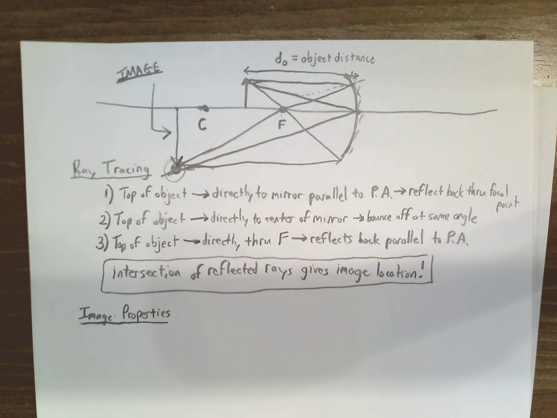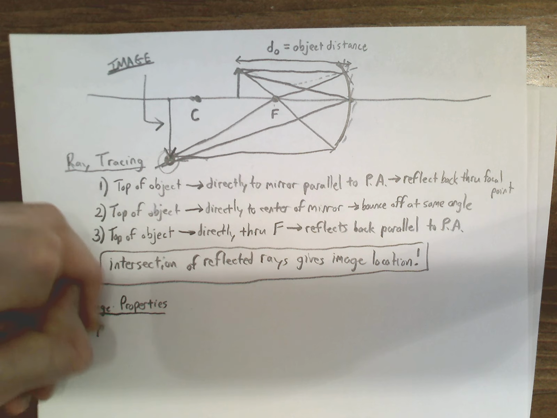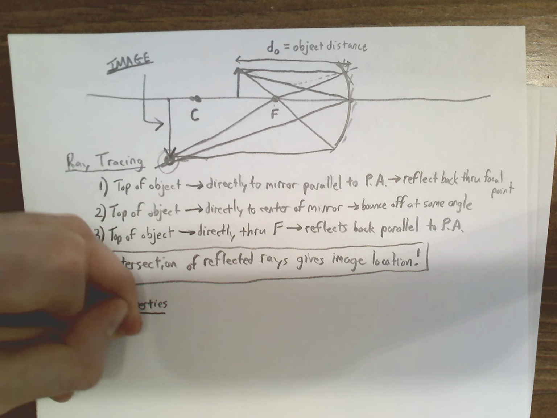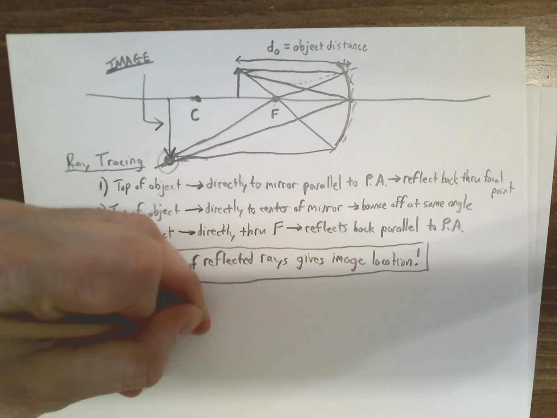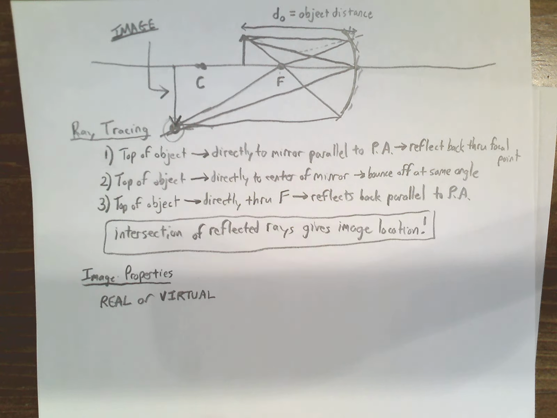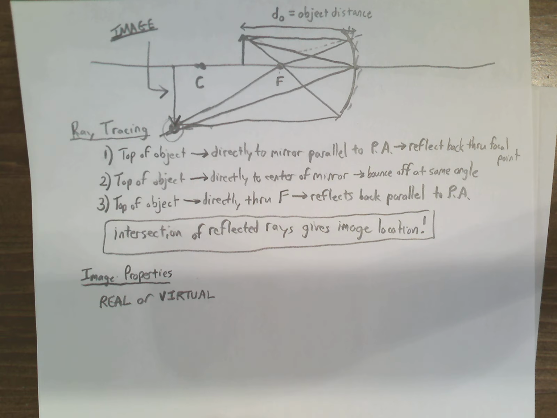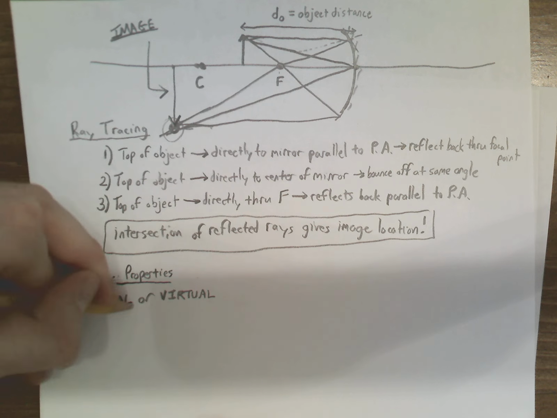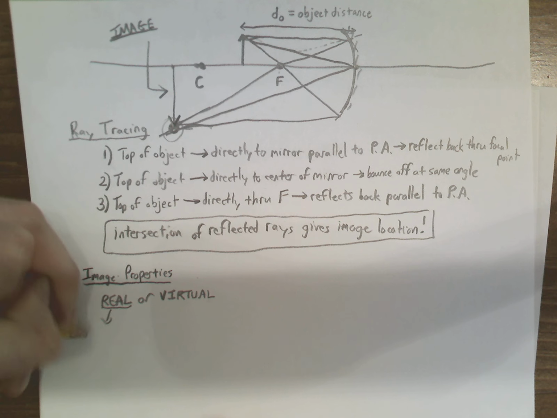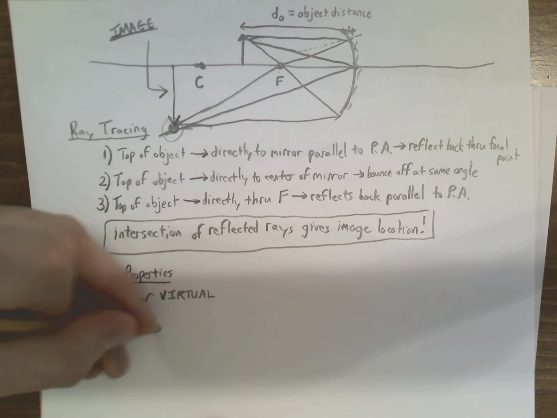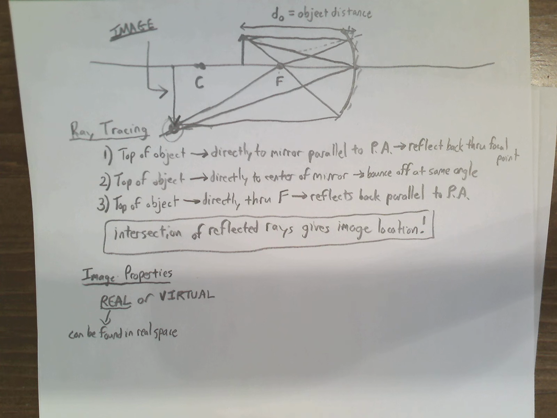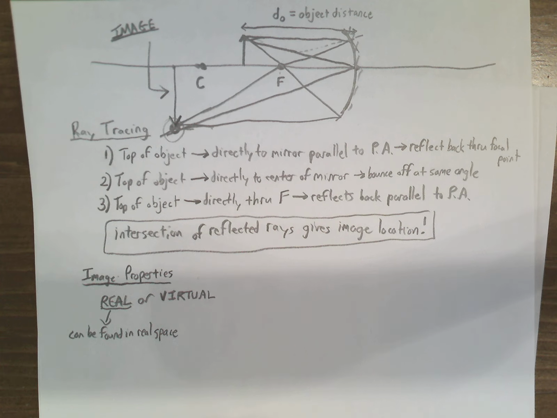We're basically going to ask ourselves three questions. Is the image real or virtual? What do we mean by that? A real image is an image that lives out in real space. So this can be found in real space. That's kind of a weird thing to say, I know. What that really means is that you can project it onto a surface.